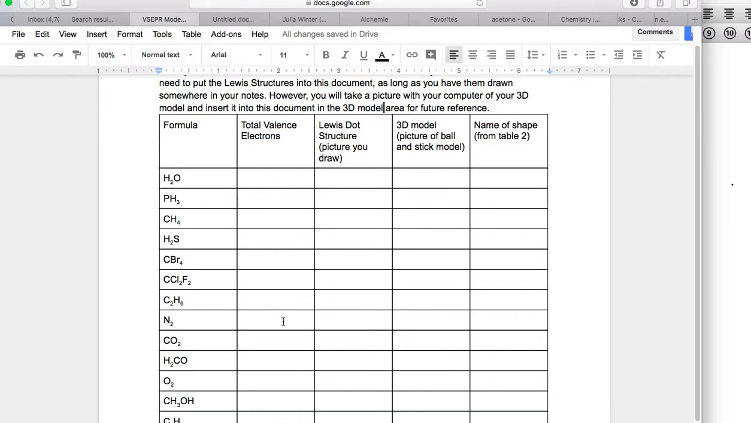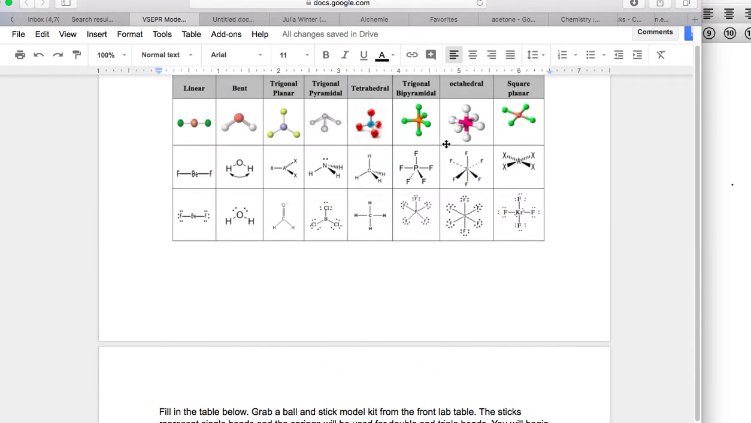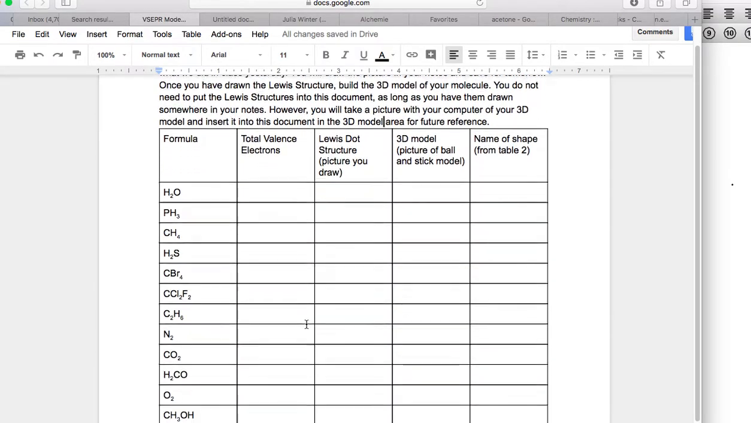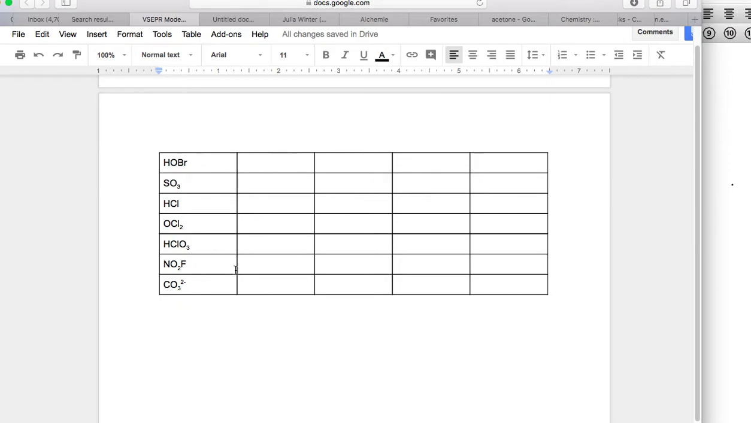So you're going to count up your valence electrons, give me your picture. Like I said, this could actually be in your notes. You don't have to put it here. And then this would be an actual legitimate picture of the model that you guys build. And then this is going to be the name that you think that shape's going to make. Okay, so that's what you guys are going to do tomorrow. Don't forget there's another page to it.